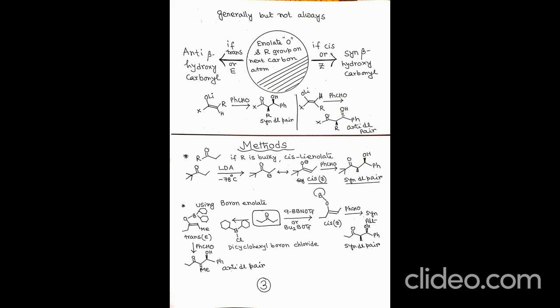Now in place of these boron compounds, if we allow 3-pentanone type molecules, which are all prochiral molecules, to react with dicyclohexyl boron chloride, then because of these two big cyclohexyl groups, the enolate will have the E or trans geometry, and when in the next step it is allowed to react with the carbonyl compound having no alpha hydrogen, we will be able to isolate the anti DL pair as a major over the syn.